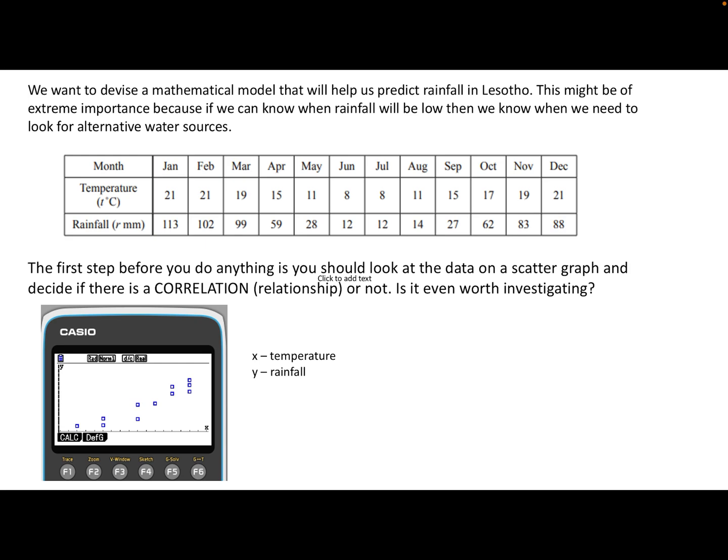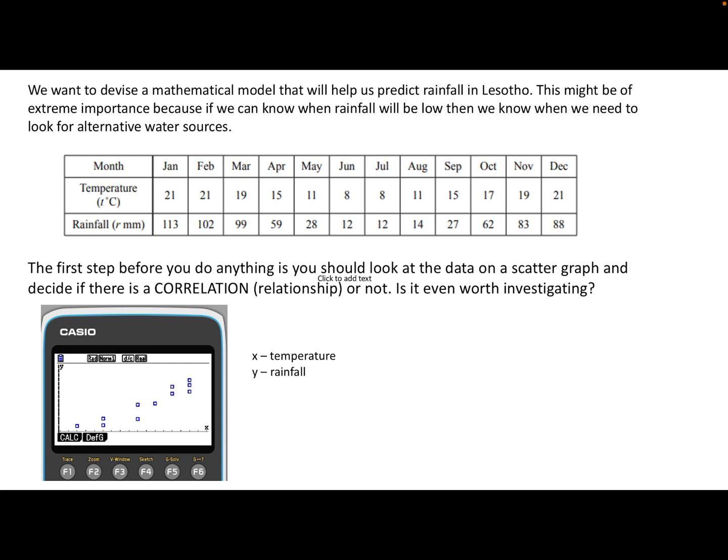We want to devise a mathematical model that will help us predict rainfall in Lesotho. Lesotho is an African country, okay? This might be of extreme importance because if we know when rainfall will be low, then we know when we need to look for alternative water sources. So this might be really, really important to the people of Lesotho. They need to know how much it's going to rain next month. Now, you've got some data here of historical temperatures and rainfalls associated with them.